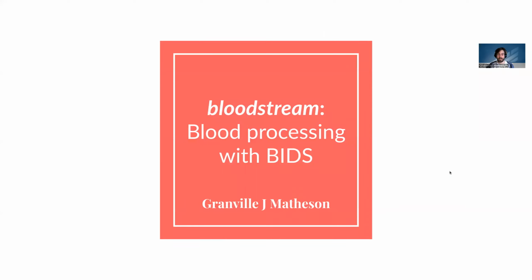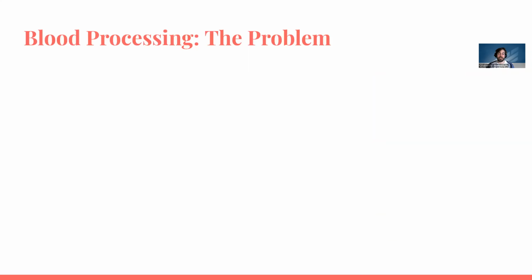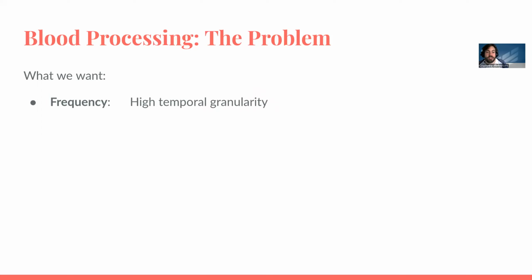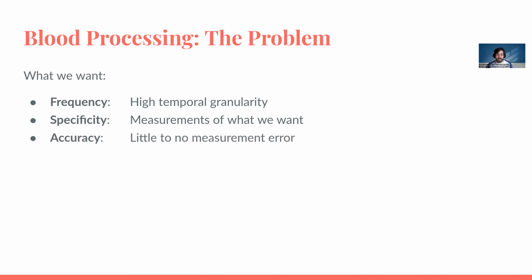Okay, so Bloodstream for blood processing with BIDS. The fundamental problem with blood data for PET is that what we want differs from what we get. What we want is high frequency data. We want to know what the radioactivity concentration in the blood was at each point in time with very high temporal granularity. We also want specificity, so we want measurements of exactly what we want. And lastly, we want accuracy. We want little to no measurement error. We want to reduce the measurement error as much as we possibly can.